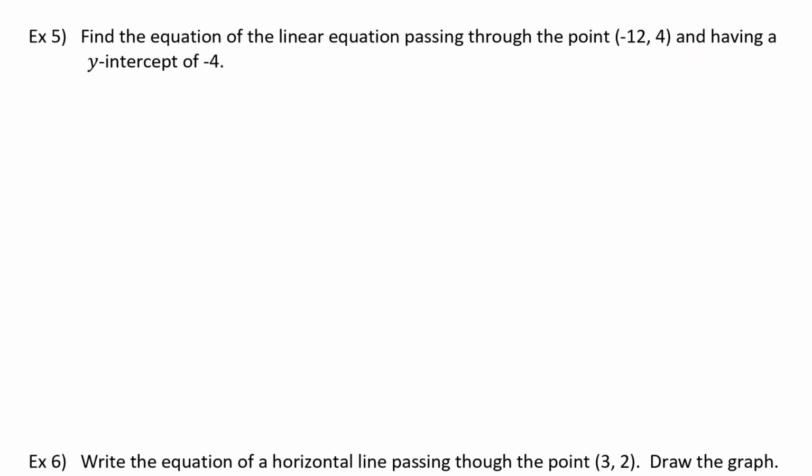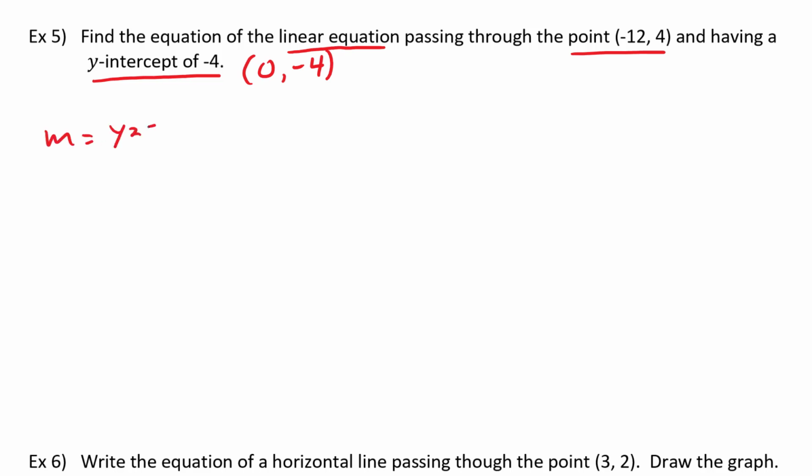Let's look at another example. With this one, we're looking for the linear equation that passes through this point and this y-intercept. So similar, except it looks like we were only given one point and just the y-intercept. But please note, this is actually a point as well. This is the point (0, -4). So we can solve this the same way.